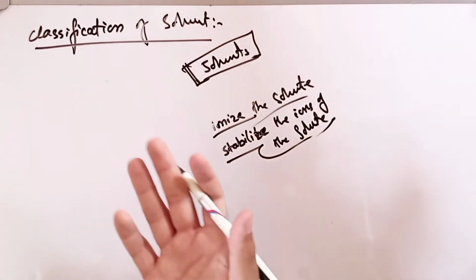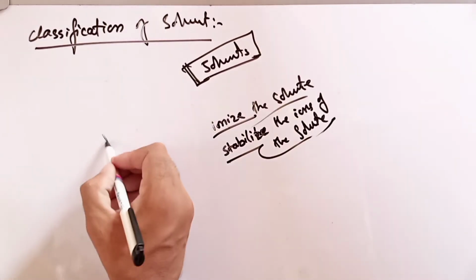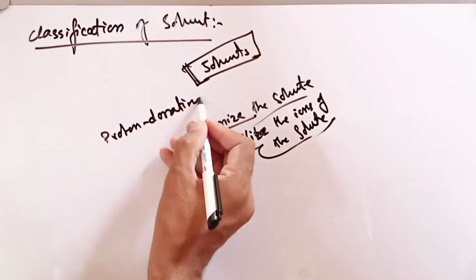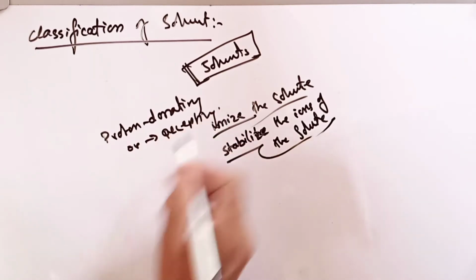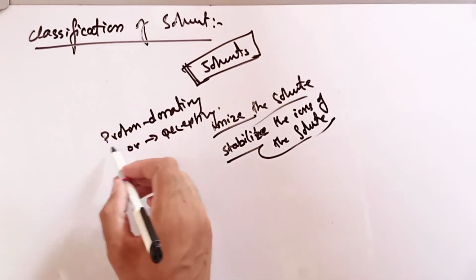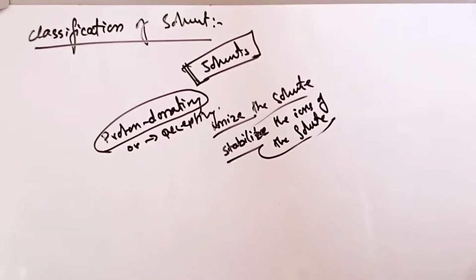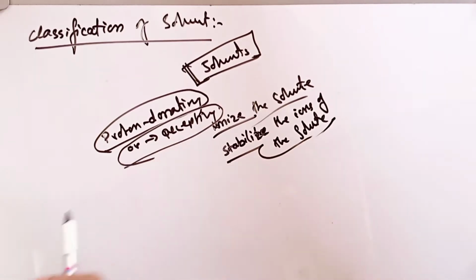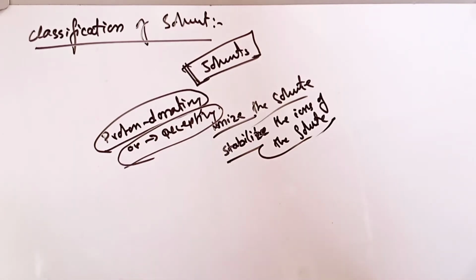So how can solvents be classified? The first classification of solvents is based on their proton donating or proton accepting nature. Some solvents have the property of proton donating, that is, they have protons that can be donated, while some solvents have the capability of accepting protons. So such solvents can be classified in the following ways.